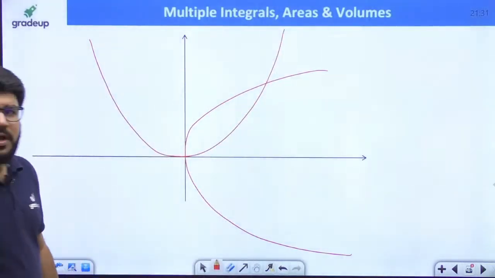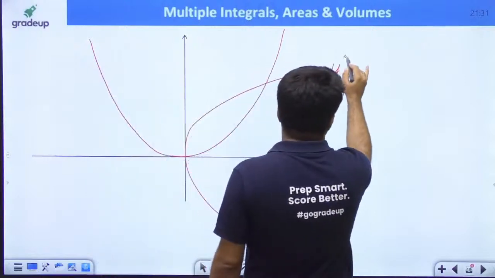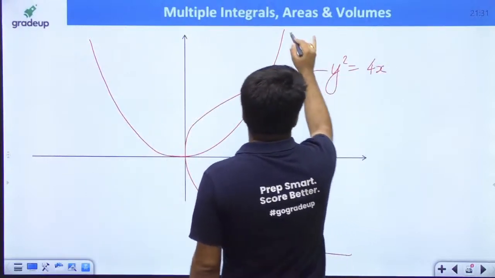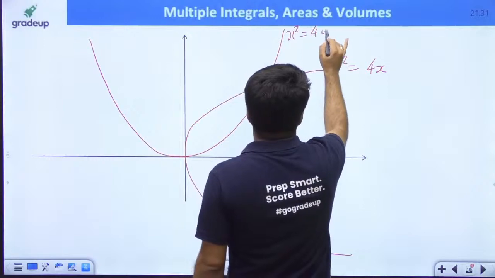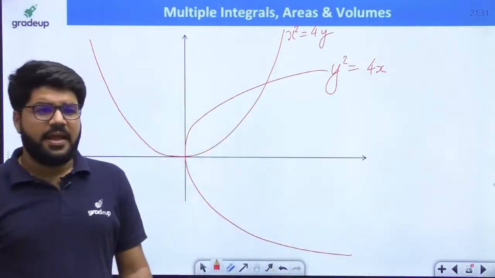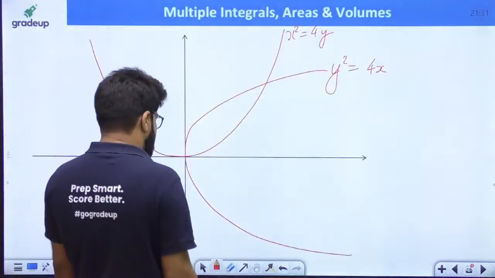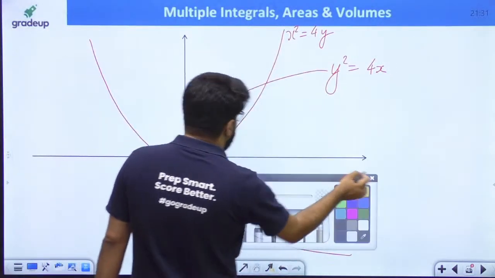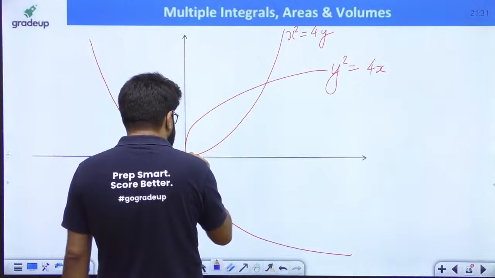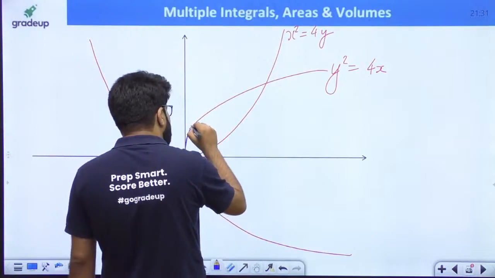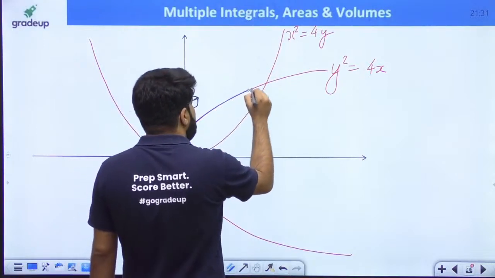This is the next parabola. So I have y square equal to 4x, and then I have x square equal to 4y. These are the two parabolas given to me. So if I take the area enclosed, first I want to show you that this is the leaf generated.